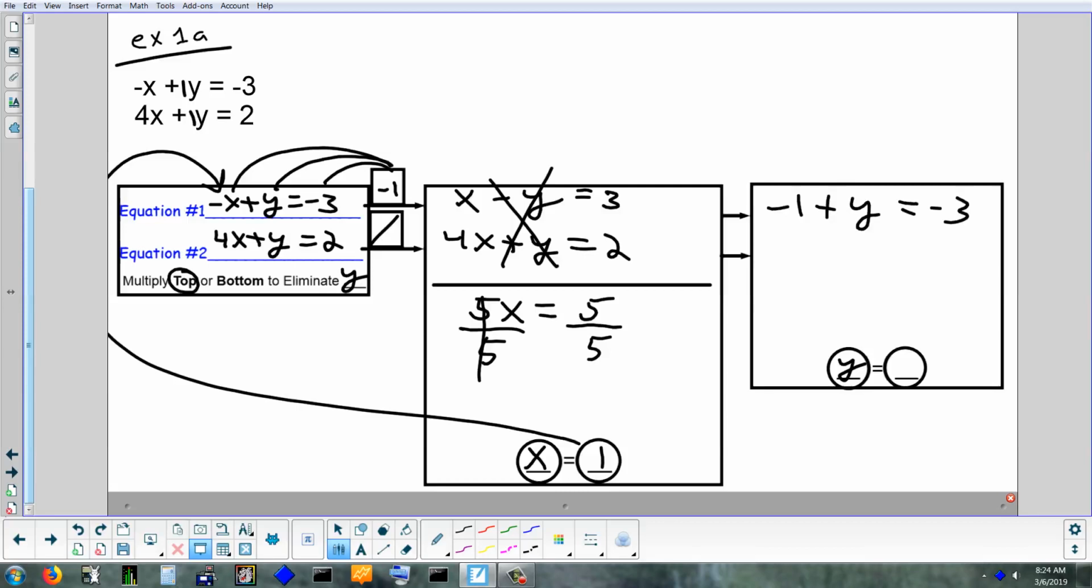Paige, what's the one step I have to get y by itself? Yep, plus 1. And Haley, that means y equals how much? Not 2, that'd be 3 minus 1. This is negative 3 plus 1. Negative 2. There we go. And now we've got x and we've got y.